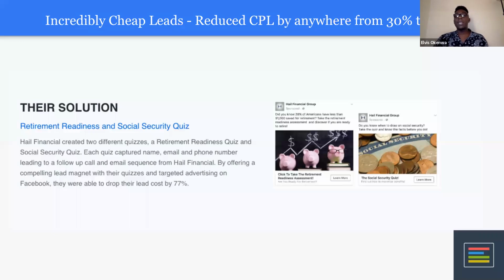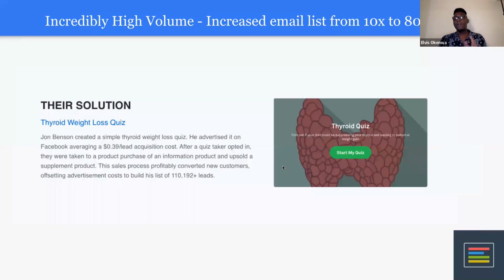Now the second is incredibly high volume. All right, now businesses are often able to explode the growth of their email lists and audiences anywhere from 10x to 80x based on a quiz funnel. All right, so from 10x to 80x. So if you were generating 100 leads, or let's say 1,000 leads via your email subscriber before, you can take this to 10,000 or as much as 80,000 off the back of a quiz funnel.